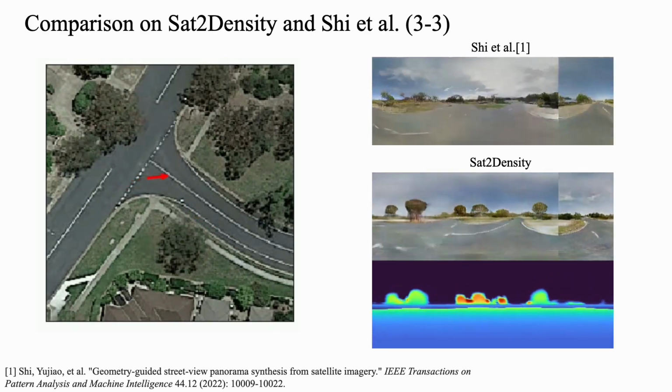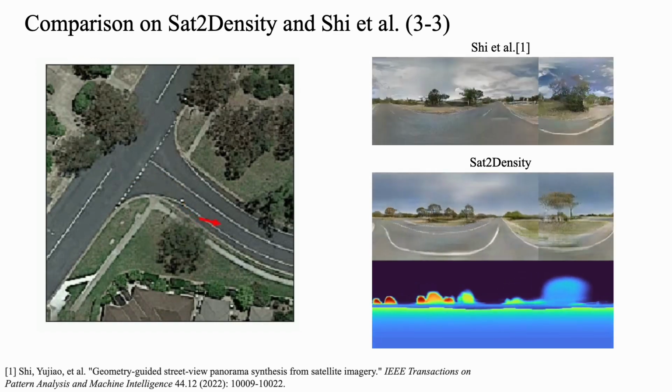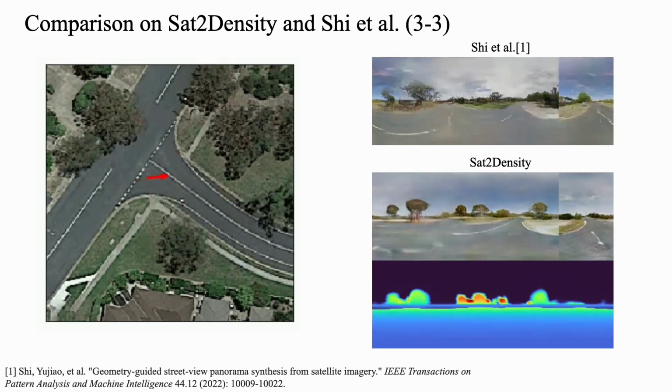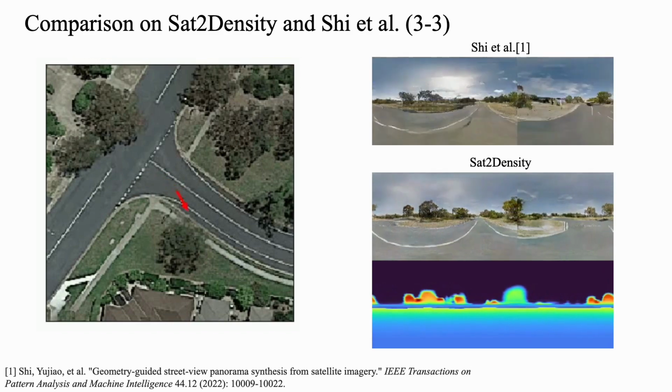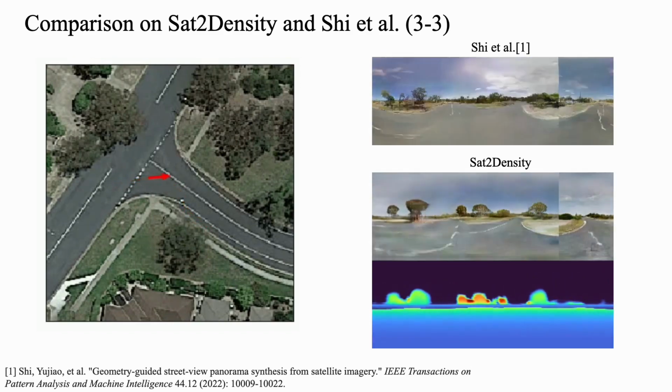Our proposed Sat2Density approach can render videos that are faithful to the satellite scene, with visible road marks and trees in the satellite image, and good temporal and spatial consistency. Overall, our approach demonstrates superior performance compared to Shi et al.'s approach.